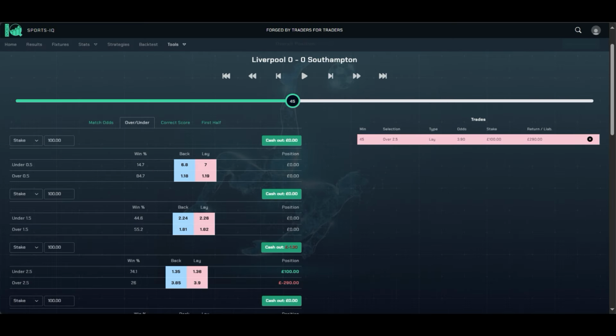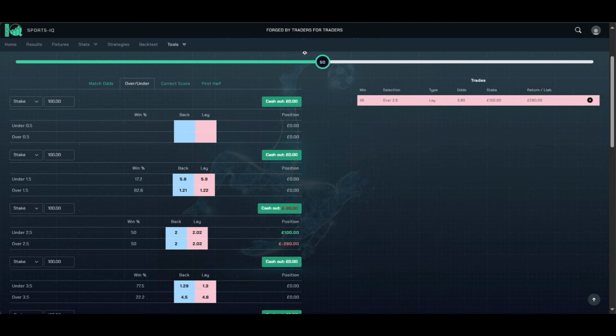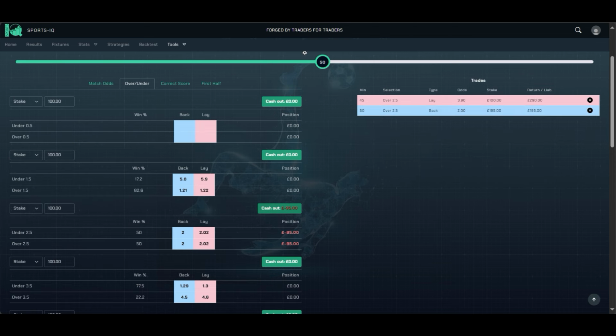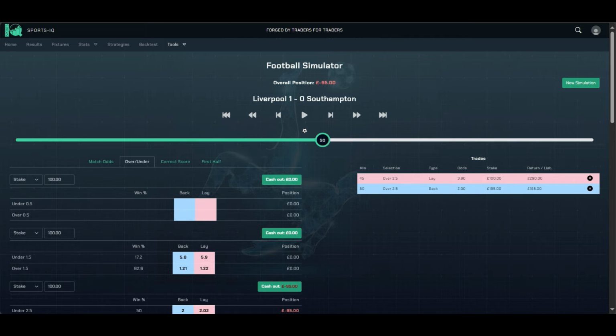Again 0-0 at half time. Throw another lay of £100 in, we'll push the timer forward 10 minutes and we have a goal straight away, and we'll have to trade out for a loss of £95 from our £290 liability. We'll quickly jump through 8 more sims, then you get the feel for the strategy and profit and losses.